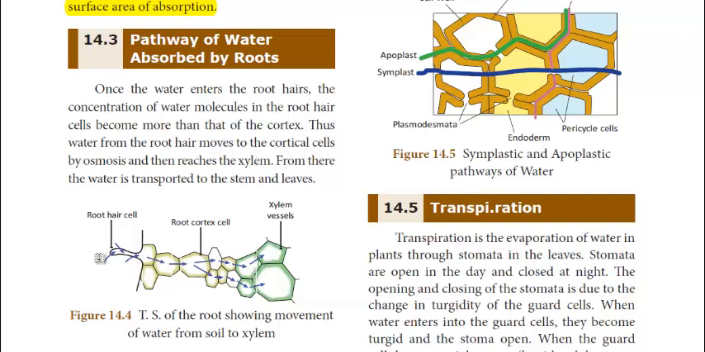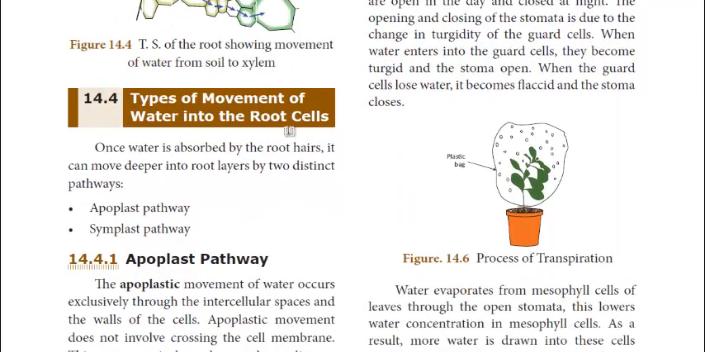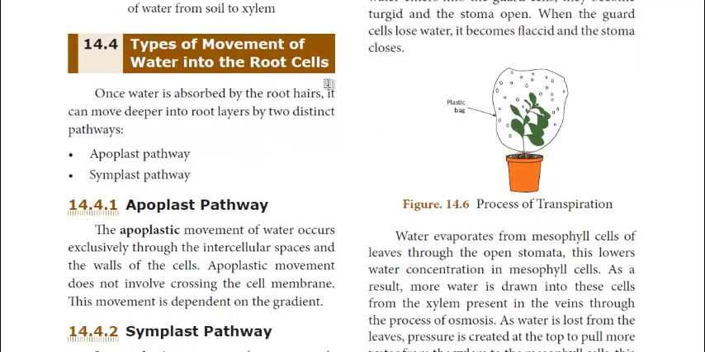So, what is that pathway? Once again, I am repeating: root hair cells. And what is the next region? Root cortex cell and xylem vessel. This is the pathway. Okay. Types of movement of water into the root cells.